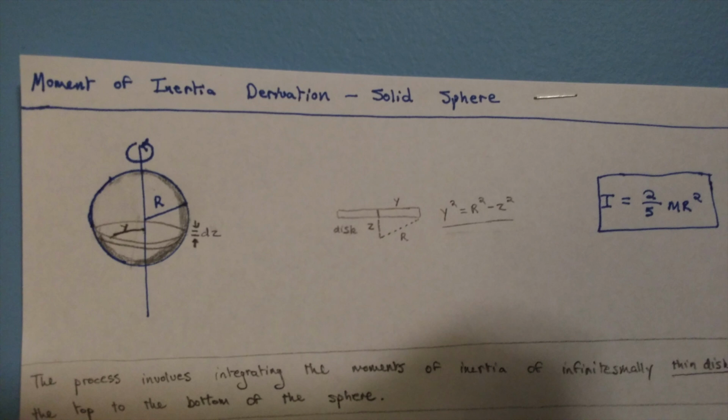This is the moment of inertia derivation for a solid sphere. Here you can see a sphere to your left of radius r and a disk within the sphere of radius y. The disk also has minimal thickness dz. So the process of finding the moment of inertia of the solid sphere involves integrating the moments of inertia of the infinitesimally small thin disks from the top of the sphere to the bottom of the sphere. You can see one of those disks within the drawing we have right here.